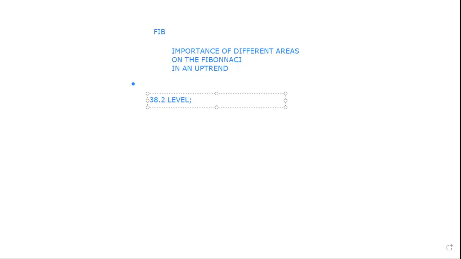Good. That's why I said, especially if you are using Fibonacci on the 4 hours, most of us want to go and enter on the 4 hours. So if you're dragging that, avoid entering at 38.2 on the 4 hours.